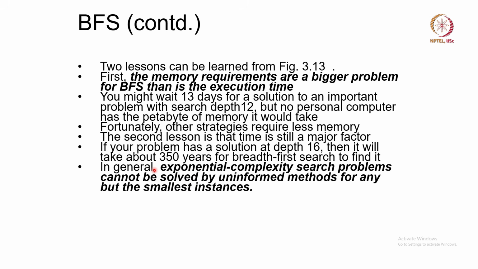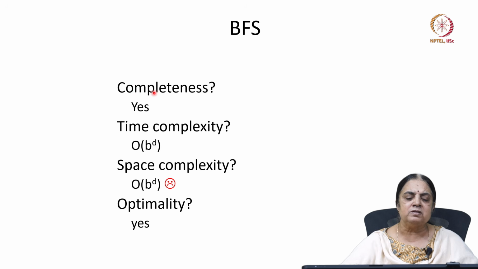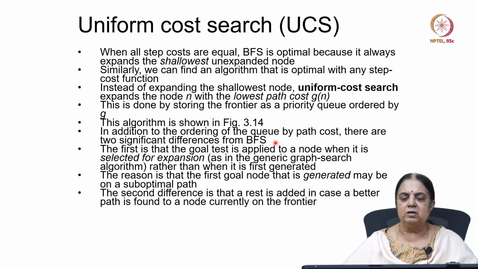So in general, this is the conclusion: exponential complexity search problems cannot be solved by uninformed methods for any but the smallest instances, right. So BFS is not practical for larger type of problems. So if we look at BFS, is it complete? Yes. Time complexity, order of B to the D. Space complexity, order of B to the D. Optimality, yes, it gives you the optimal solution. So next, we are going to talk about the uniform cost search.